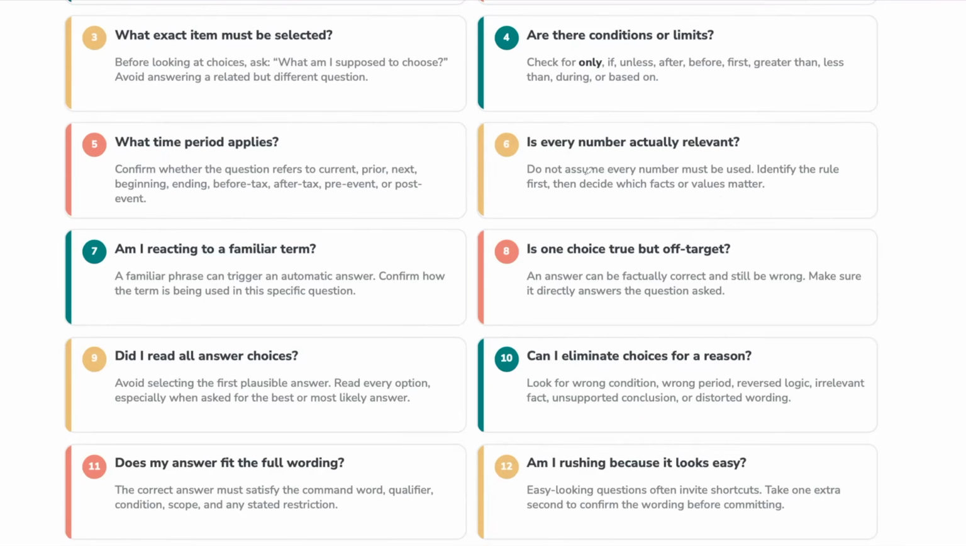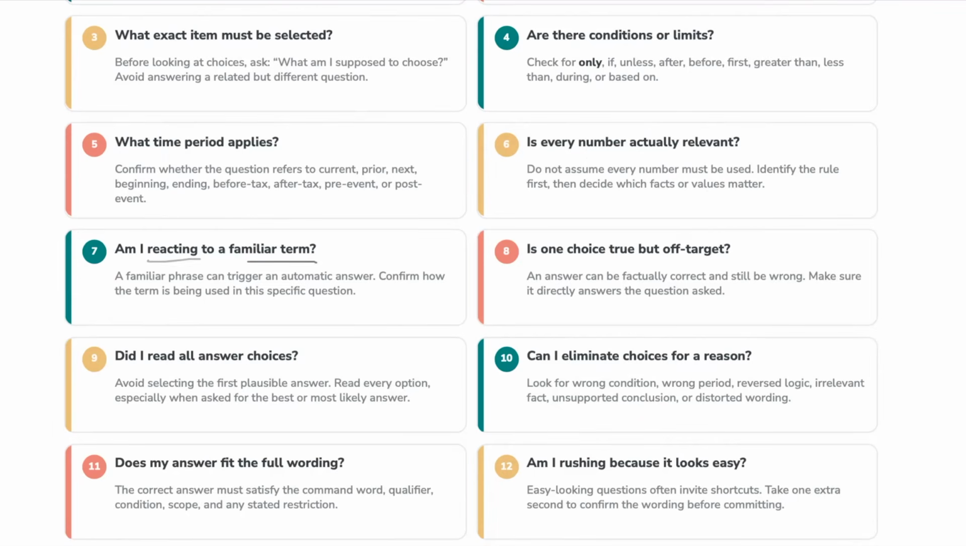So the rule is simple. Identify the concept first, then decide which numbers matter. Do not let extra numbers bully you into using them, because numbers are not automatically relevant just because they are in the question. Now, the next point is very human.